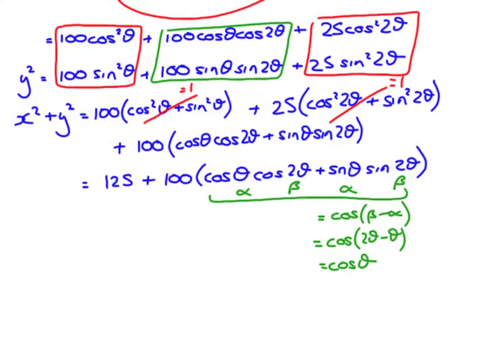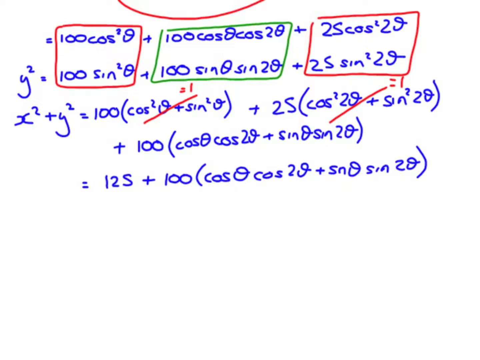But actually spotting that is going to be quite tricky, and I think what you're more likely to do in this situation is to replace the cos 2 theta and the sine 2 theta with their more expanded formulae. So when we do that, we get 125 plus 100 lots of cos theta, and then we need to remember what cos of 2 theta is. And we can work that out using the formula book. It's going to be cos squared theta minus sine squared theta.